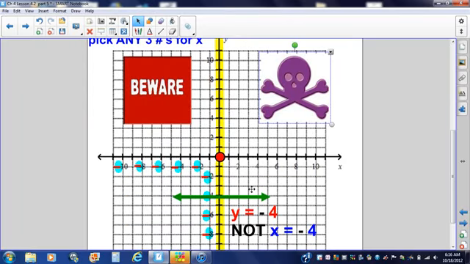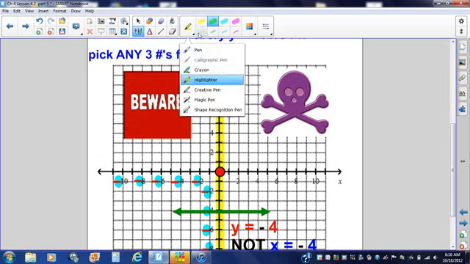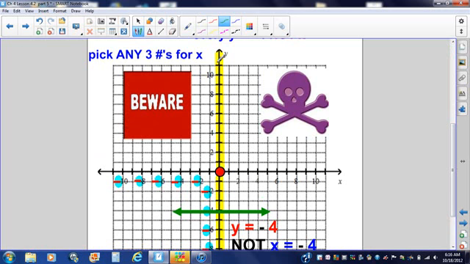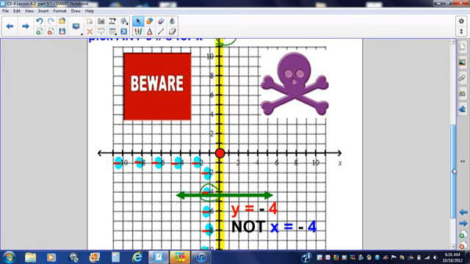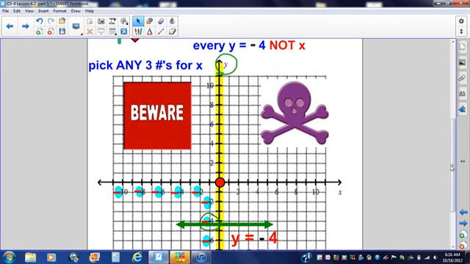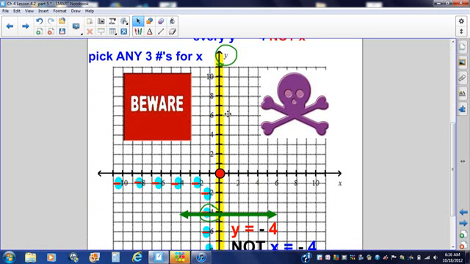In this graph, every single time, my y value is going to be -4. Well, why do you say that, Ms. Phillips? Because it's going across, or it's touching at -4 on the y-axis.